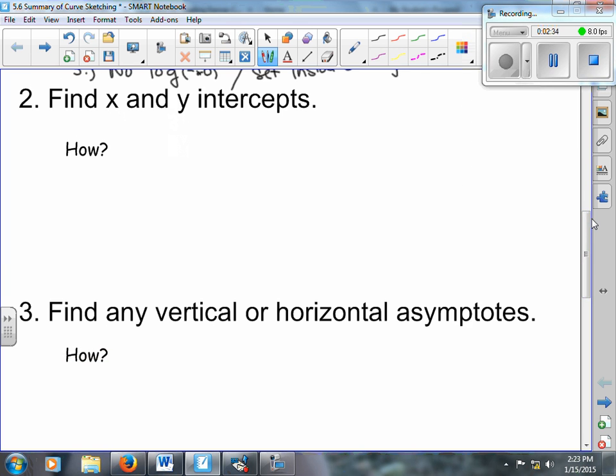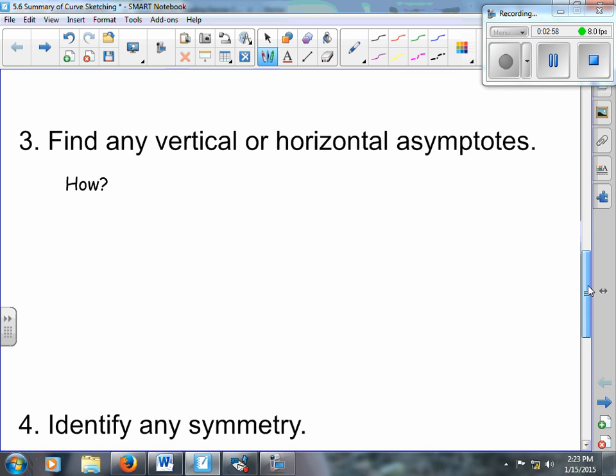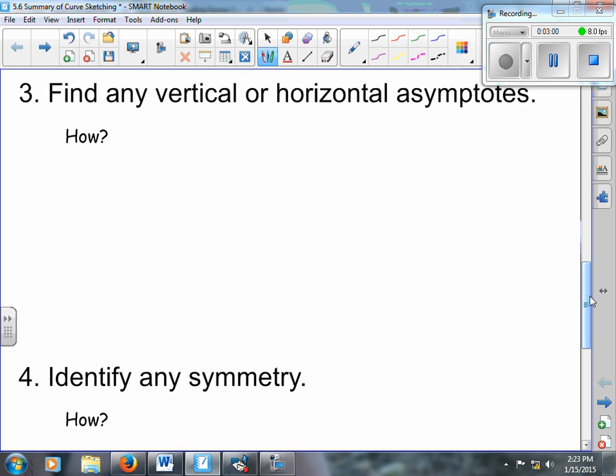The next thing you might want to consider doing is finding the x and y intercepts. So we've been doing this for a long time. To find x-intercepts, you set y equal to 0 and solve for x. To find the y-intercept, you're going to set x equal to 0 and solve for y. All right. Then vertical and horizontal asymptotes. Vertical asymptotes, we're going to do this the old-fashioned pre-calculus way. It's the easiest way. You're just going to set a denominator equal to 0 and solve.